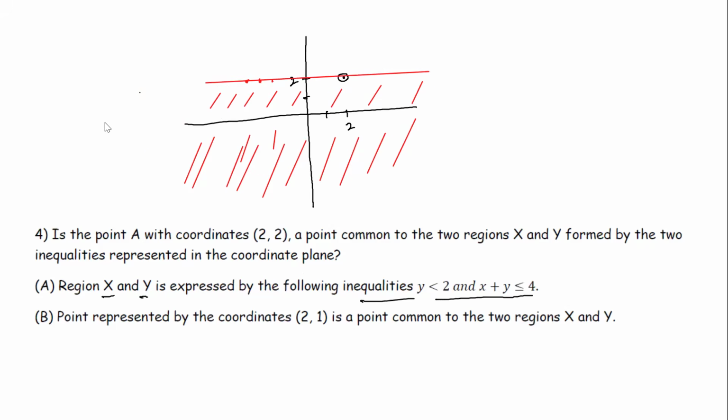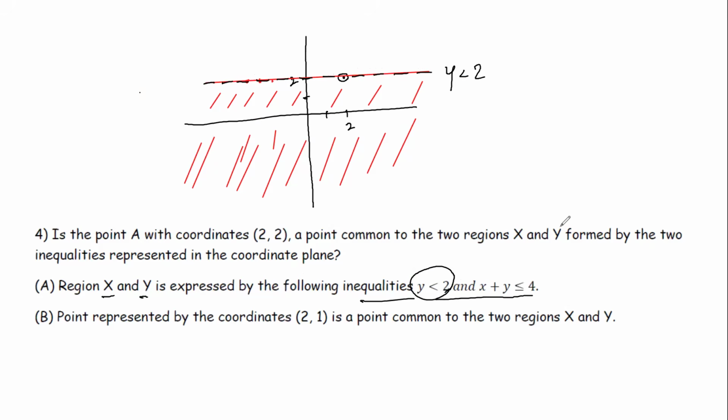So what we need is a dotted line. I'll draw a dotted line, not a solid red line. A dotted line at y equal to 2 represents y less than 2. But if it was a solid red line, then it would have been y less than or equal to 2, which we don't want, because this inequality is y lesser than 2.